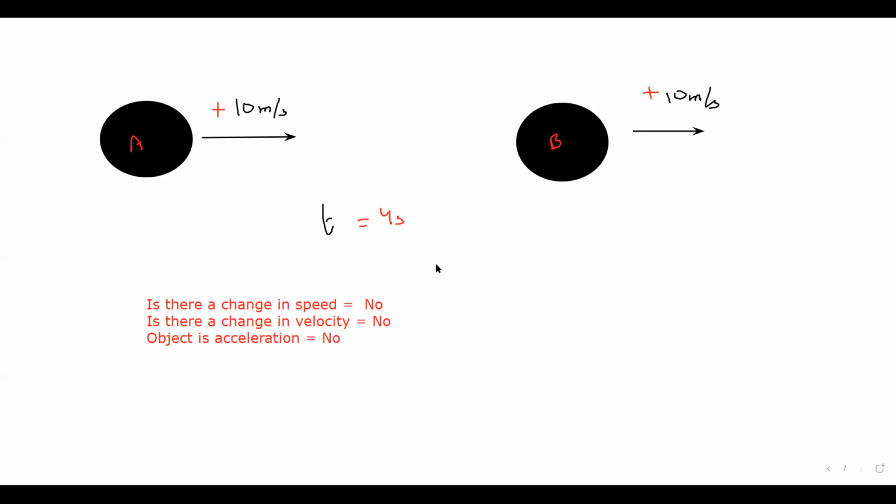This object is not changing its velocity, because whenever there is a change in velocity, then the object will accelerate. If the velocity does not change, the object does not accelerate. Is this example clear to everyone?